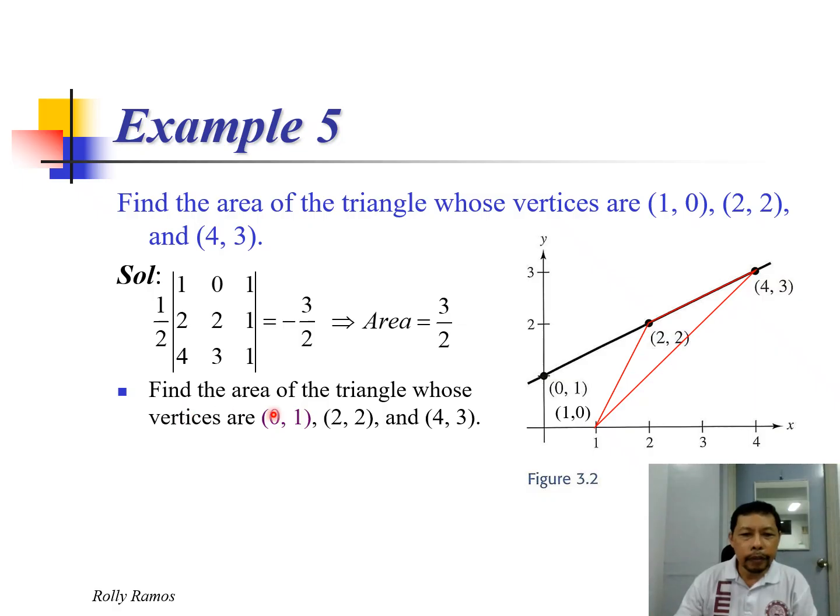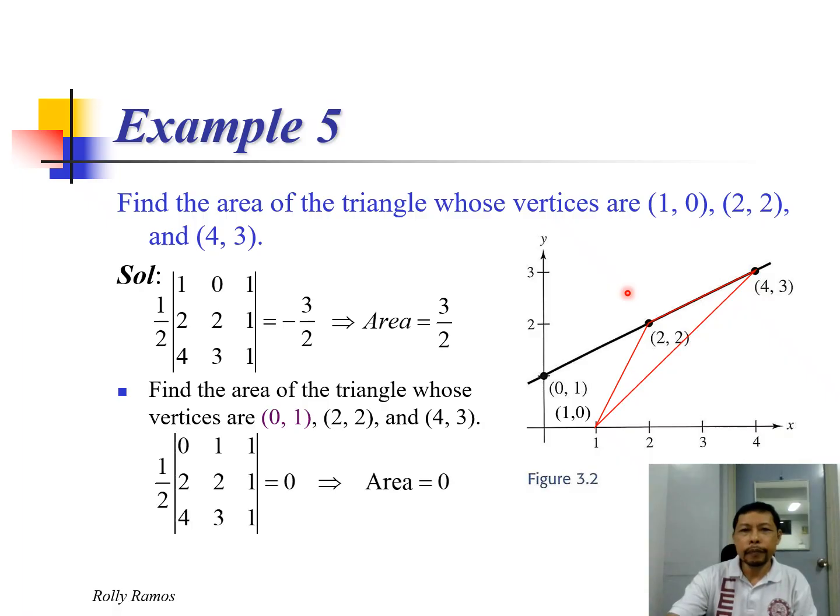Another example: find the area of the triangle whose vertices are (0, 1), (2, 2), and (4, 3). We could clearly see in this graph that it is not actually a triangle, it is a straight line. So if we solve for the area of this, it would be equal to 0 because there is no area of a line. Using the same method, it gives us an area of 0, which is correct because we have a line instead of a triangle. So these 3 points are not the vertices of a triangle, but are points of a straight line.